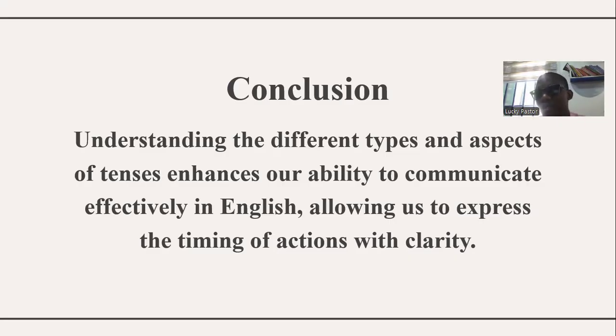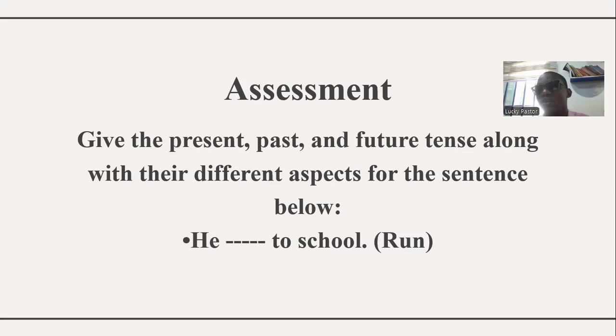Now, I'm going to be giving you an assignment. The assignment is this: give the present, past, and future tense along with their different aspects for the sentence below. In other words, you're going to give me the present tense, the past tense, and the future tense with their aspects. Remember, the 4 different aspects: simple, continuous, perfect, and perfect continuous. The sentence is: He runs to school. So the verb is run. He runs to school.